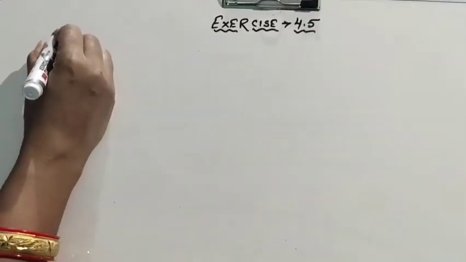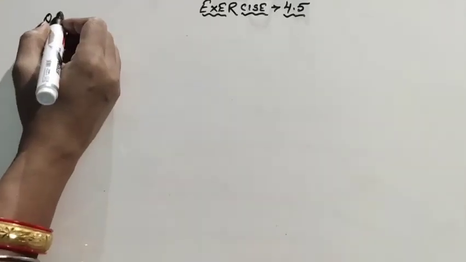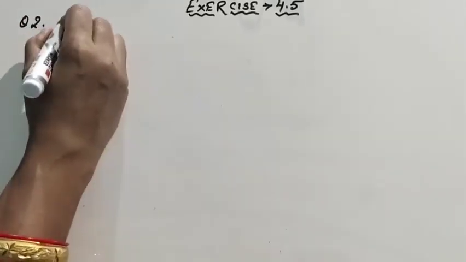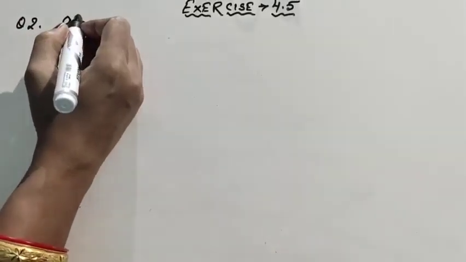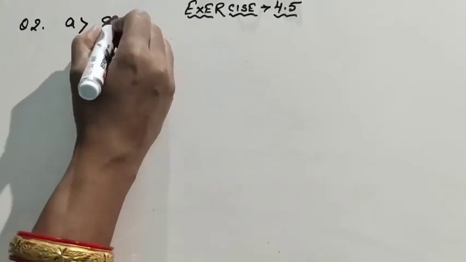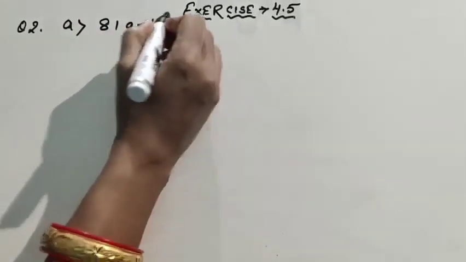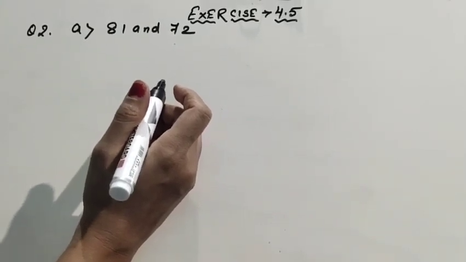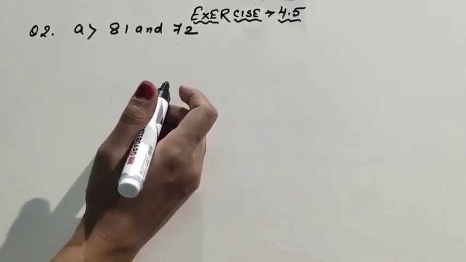Question number 2 is given. Find the HCF of the following numbers using the prime factorization method. We can solve this one by the prime factorization method. First question is given: 81 and 72. Okay, so we can go with the same process, little difference is there.